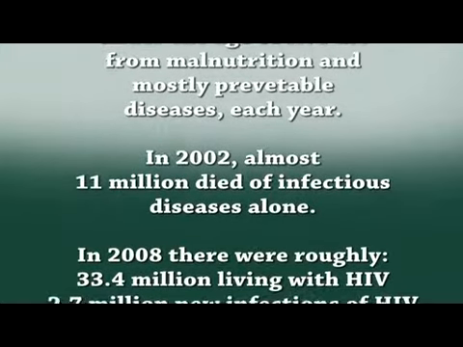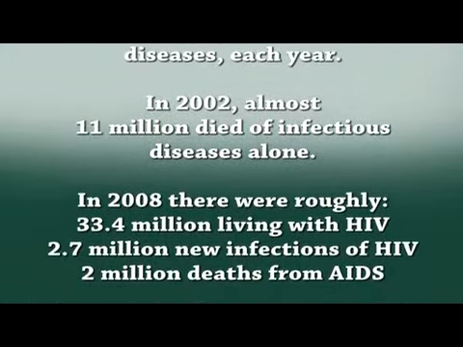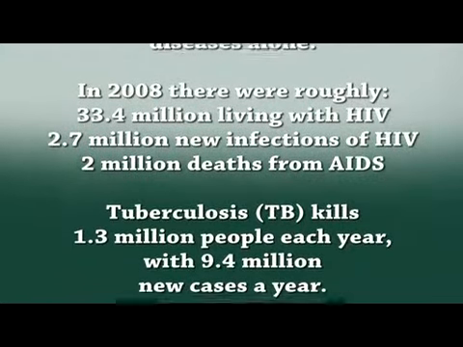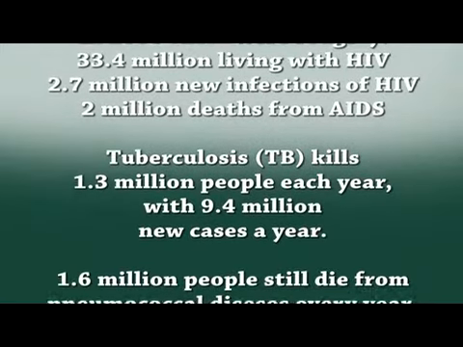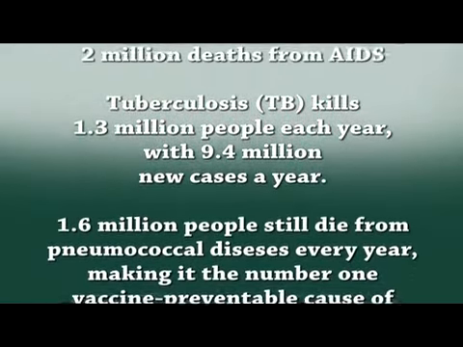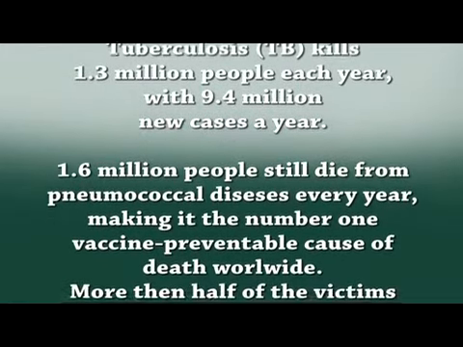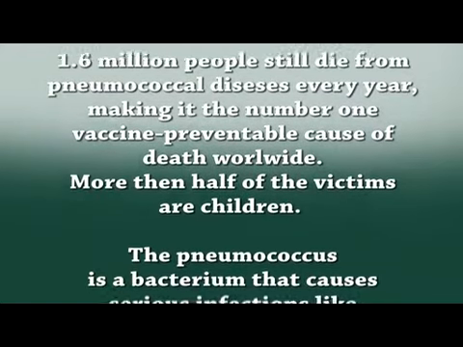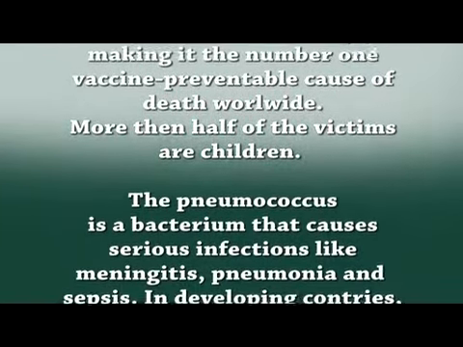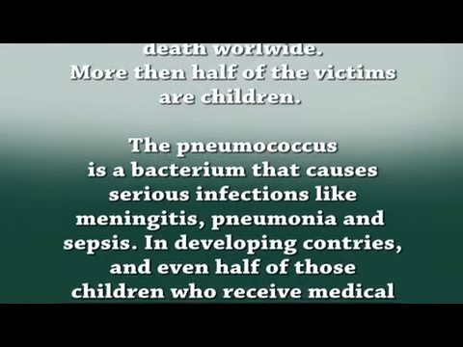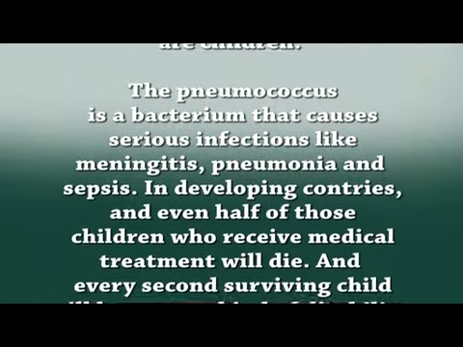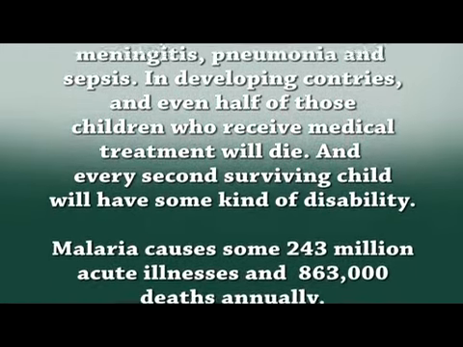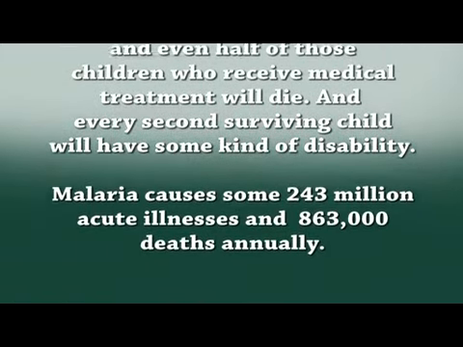In 2008, there were roughly 33.4 million living with HIV, 2.7 million new infections of HIV, and 2 million deaths from AIDS. Tuberculosis, TB, kills 1.3 million people each year, with 9.4 million new cases a year. 1.6 million people still die from pneumococcal diseases every year, making it the number one vaccine-preventable cause of death worldwide. And more than half of the victims are children, many not ever receiving medical treatment of any kind. And even half of those children who do receive treatment will die, and every second surviving child will have some sort of medical disability. Malaria causes 243 million acute illnesses and 863,000 deaths annually.